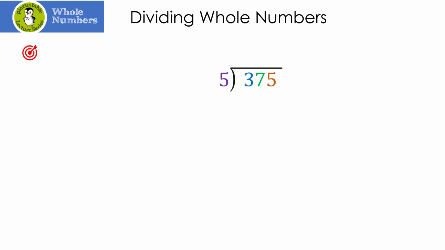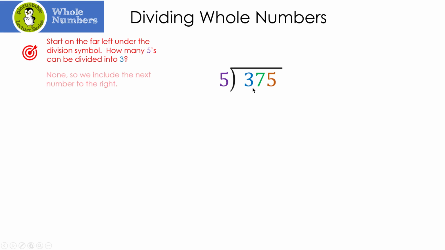Let's go through our steps again. We start on the far left. How many 5s can be divided into 3? I'm looking right here. I start with this number. Well, we can't. So I have to look at 37. How many 5s are in 37?